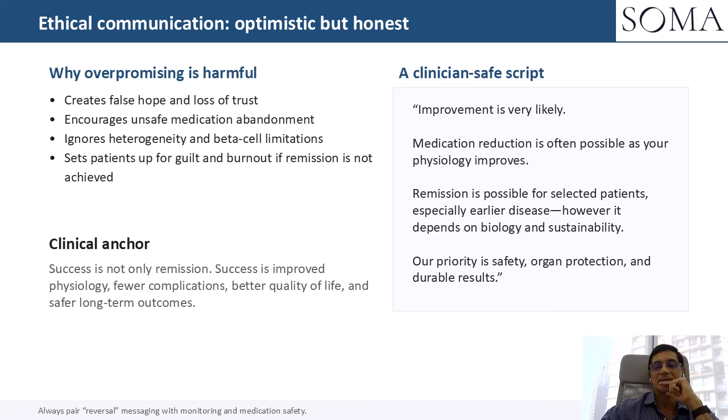So functional medicine must be optimistic but honest, and we tell patients improvement is very likely. Medication reduction is often possible. Remission is possible in selected patients, especially early disease, and our job is to maximize your physiology safely without overpromising. This is the correct evidence-aligned way to use the concept of reversal, and it sets the tone for everything that follows in this course.